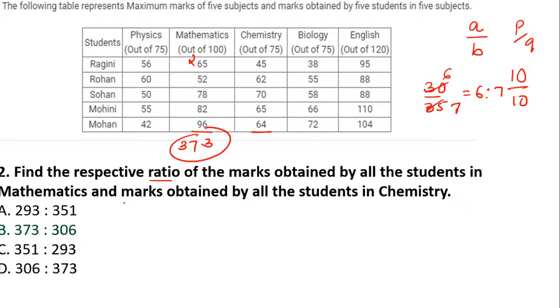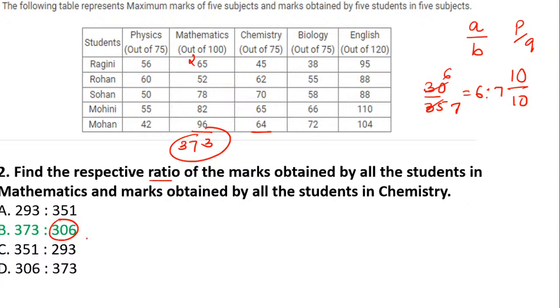I will mark B directly. No need of calculating chemistry also. Since I got mathematics directly, that is the exact answer I am getting. No need of calculating this. Your time got saved. That's how you should save time. Don't try to calculate all the values.